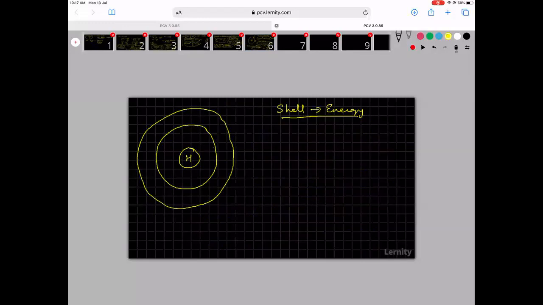Okay, so in the ground state, the energy is minus 13.6 electron volt. In the second shell, it will become minus 13.6 by n squared. N squared is 4, so it will become minus 13.6 by 4. So 4 will go 3 times 12, 3.4. So minus 3.4 eV.